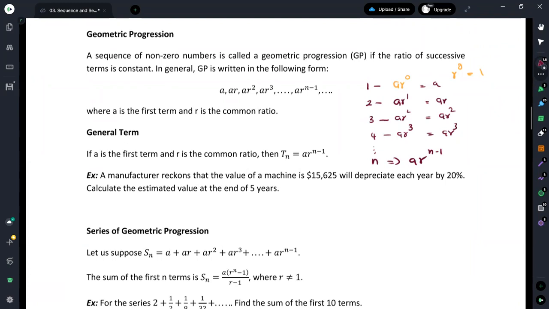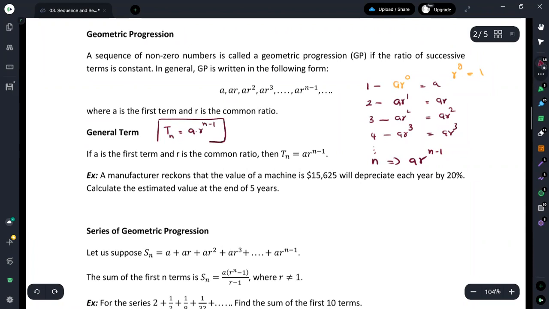Therefore, we can find the general term for the geometric progression. If we have A as the first term and R as the common ratio, then we can take the general term of this geometric progression as A times R to the power n minus 1. The general term is denoted as Tn, and it is equal to A times R to the power n minus 1. This is how we define the general term of the geometric progression.